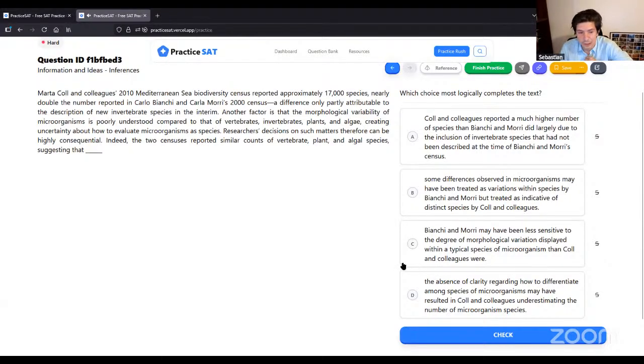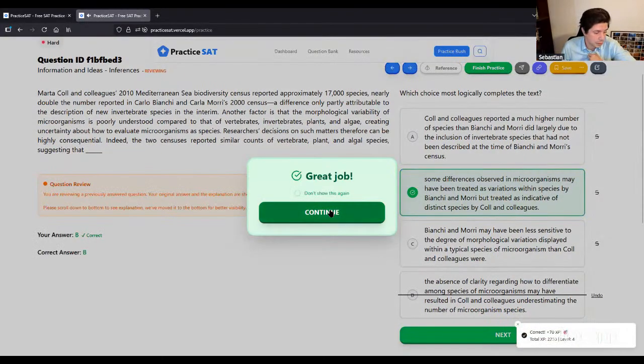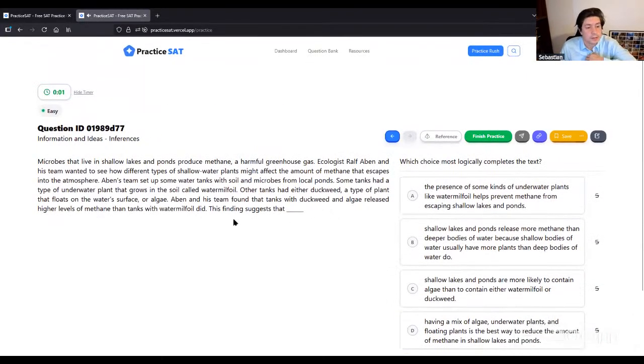The absence of clarity regarding how to differentiate them may have resulted in Cole and colleagues underestimating the number. So we don't know if they're doing, these are the ones who estimated higher, so that one wouldn't make sense. So it should be B. Great. Great job, gang.